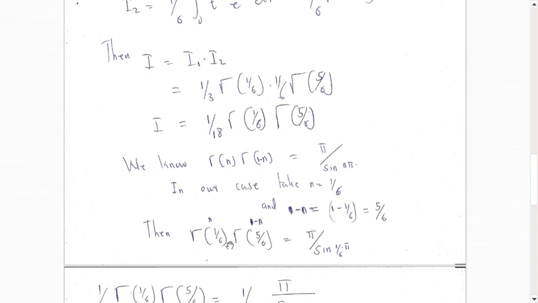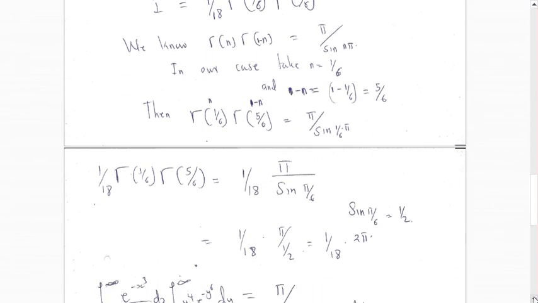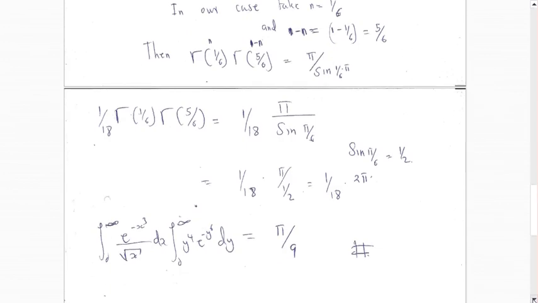So gamma of 1 over 6 resembles gamma of n, and gamma of 1 minus n resembles gamma of 5 over 6. Now the product of these will be equal to pi over sine of n pi, where our n is 1 over 6, so it will be sine of pi over 6. Okay, so we'll have 1 over 18 times pi over sine of pi over 6. Now sine of pi over 6 equals 1/2. That means we'll have 1 over 18 times pi over 1/2. And simplification of this will end up as 1 over 18 times 2 pi, which will give us pi over 9, which is what we needed to prove.